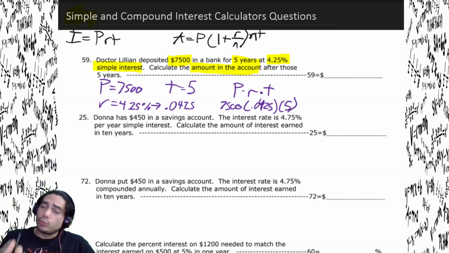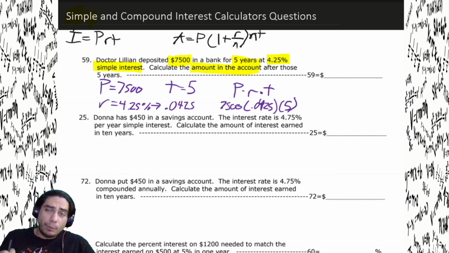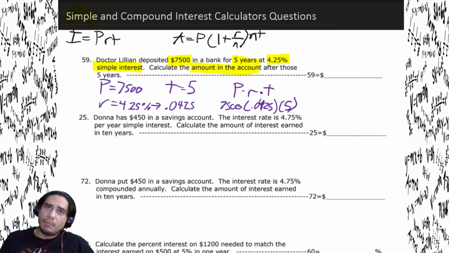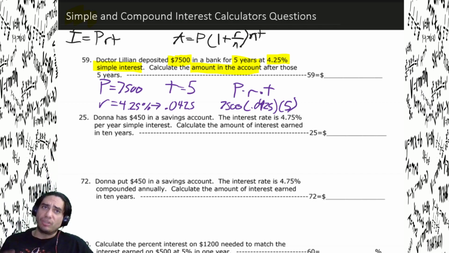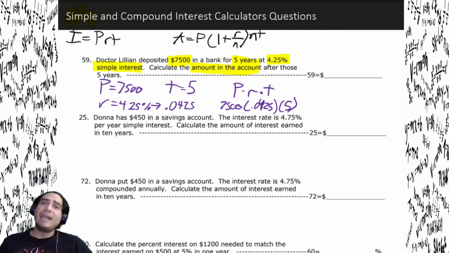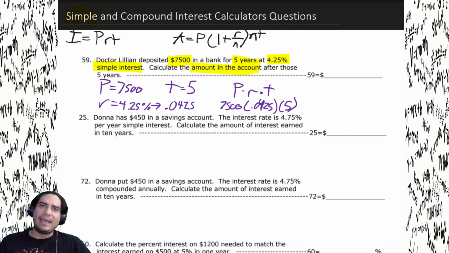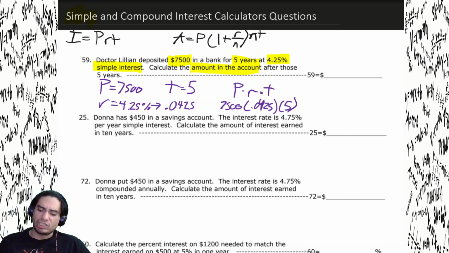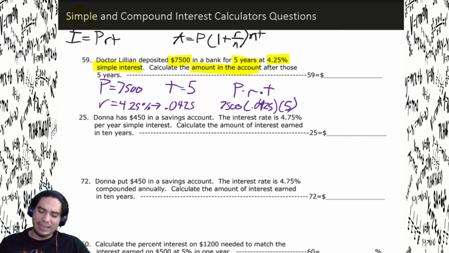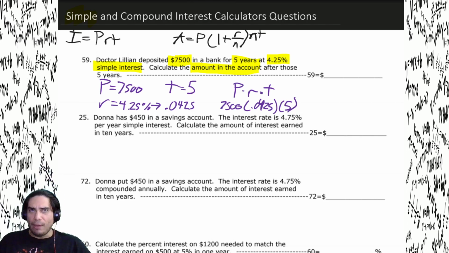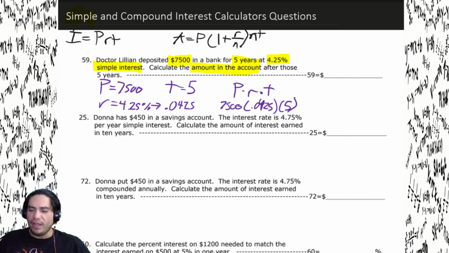But that's not just what's in the account. When you put the money in the account, the account has your original money, the principal, also. So what we got to do after we got that is add our original principal, which is 7,500. We go ahead and add it, and now we got ourselves an opportunity to put on our correct answer here.